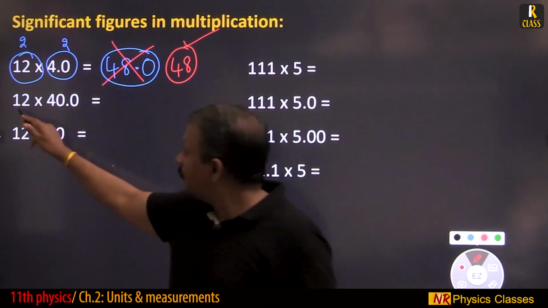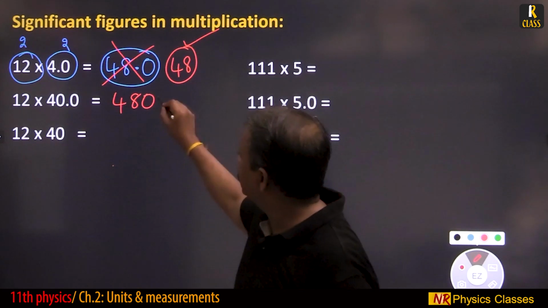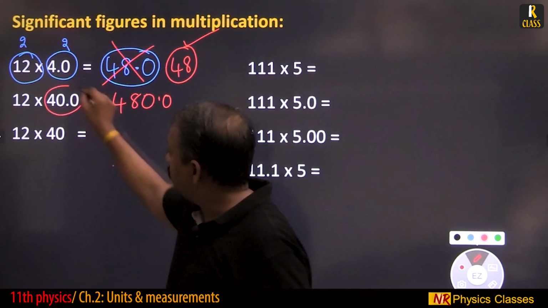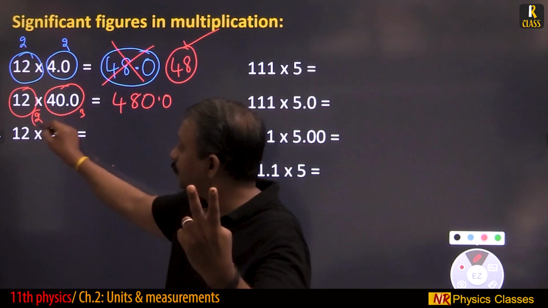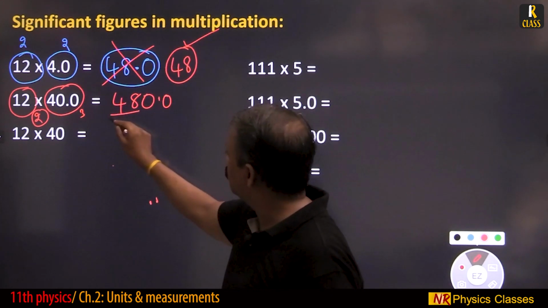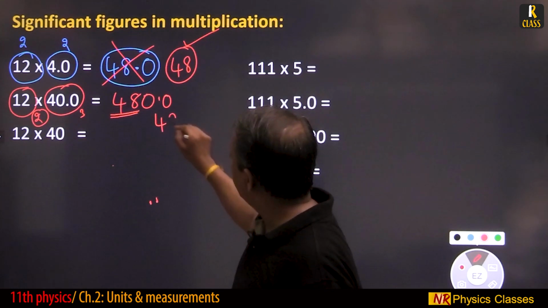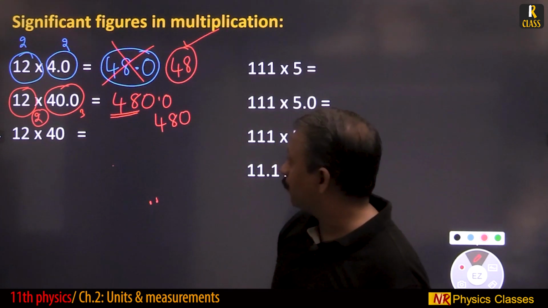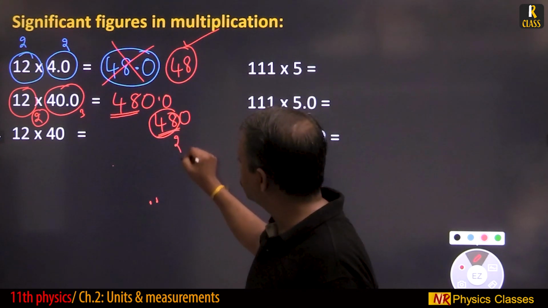Okay. 12 times this is 480.0. 3, 2, least is 2. This should contain only 2 significant figures. Instead of this, we should write 48, 0. So this is equivalent to this, but this has only 2 significant figures. This is the answer.